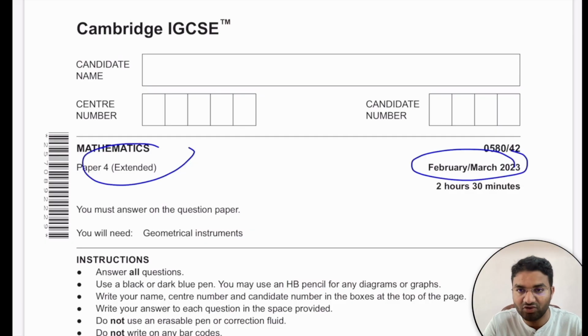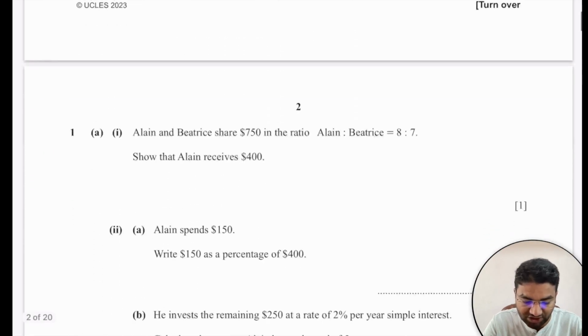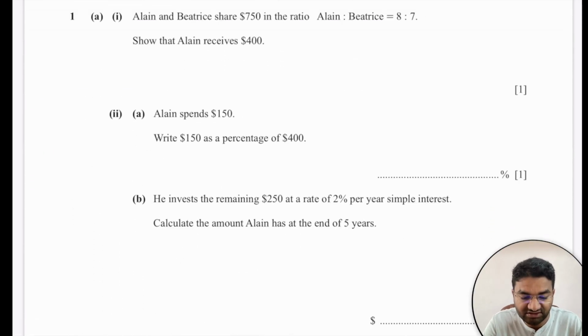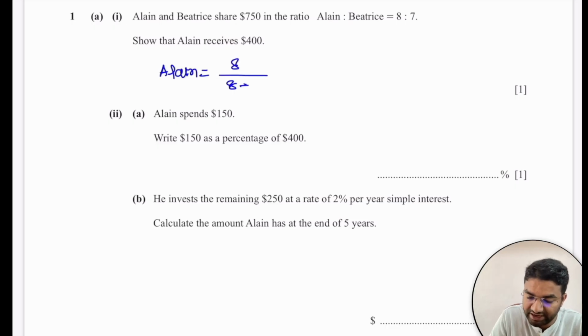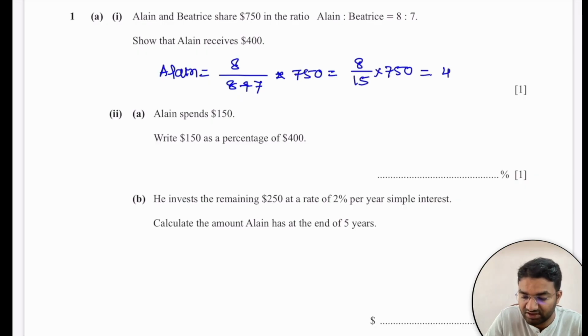Let's straight away move on to the question. Question 1: Allen and Batteries share $750 in a ratio of 8:7. Show that Allen receives $400. So here Allen's share is 8 over 8 plus 7, the total share, times 750, which is equal to 8 upon 15 times 750, which is equal to $400. And that is what we have to show here.